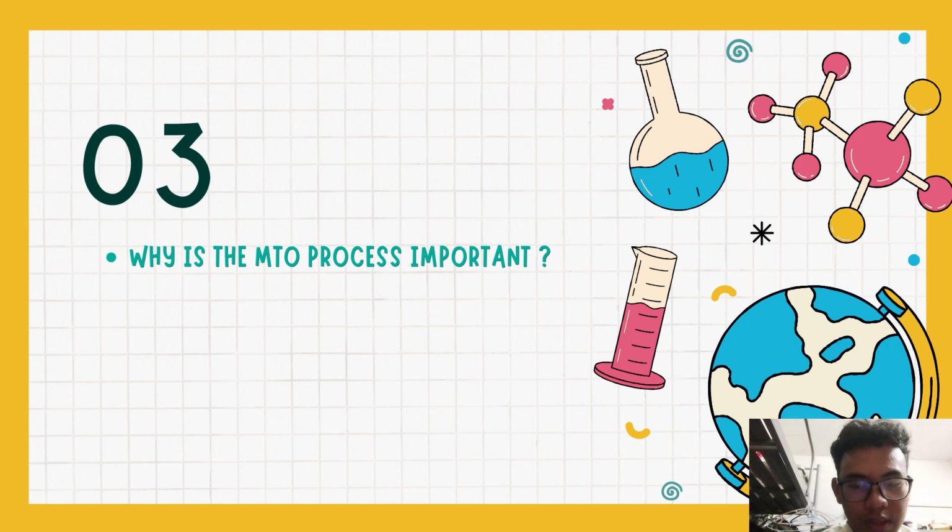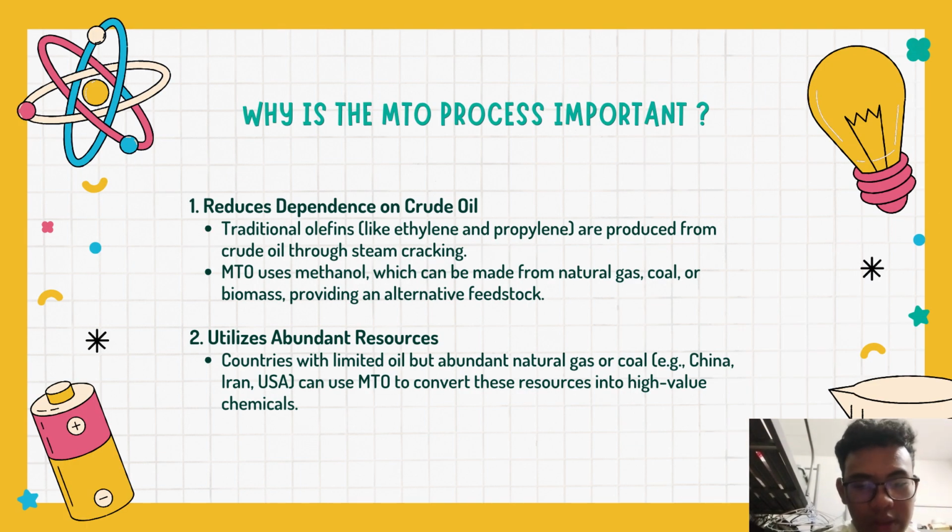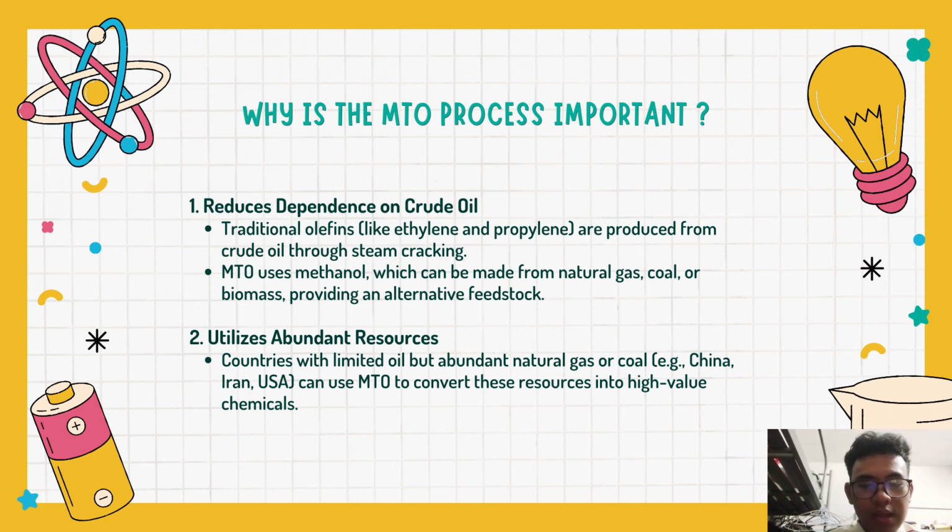So number 3, why is the MTO process important? Number 1, reduce dependence on crude oil. Traditional olefins like ethylene and propylene are produced from crude oil through steam cracking. MTO uses methanol, which can be made from natural gas, coal, and biomass, providing an alternative feedstock. Number 2, utilize abundant resources.